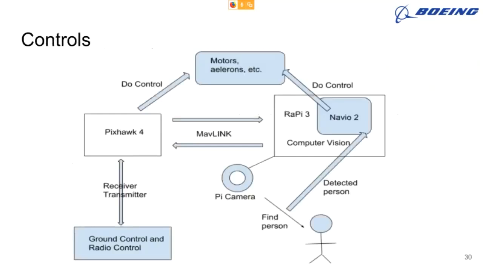For our controls, this is an overview of our control system that will be implemented. We're going to use a Pixhawk 4 that's connected to the ground control and then the radio control to manually control the UAS. Also on board the aircraft, we'll have a Navio 2, a Raspberry Pi 3, and a Pi Cam to take care of human detection while we are flying. The Raspberry Pi will take information off of the Pi camera and process it. And the Navio 2 will then send information to the motors and ailerons to control the aircraft to go back to the human on the ground to be able to drop our payload.